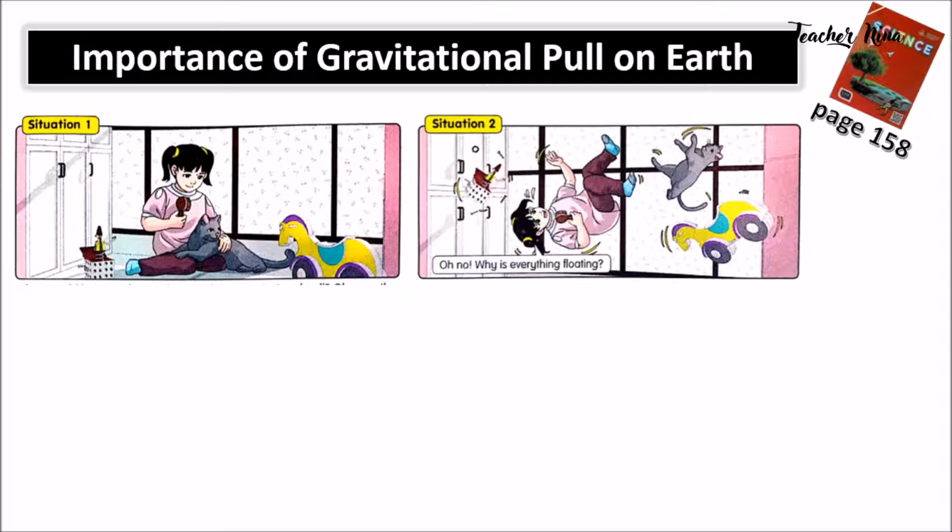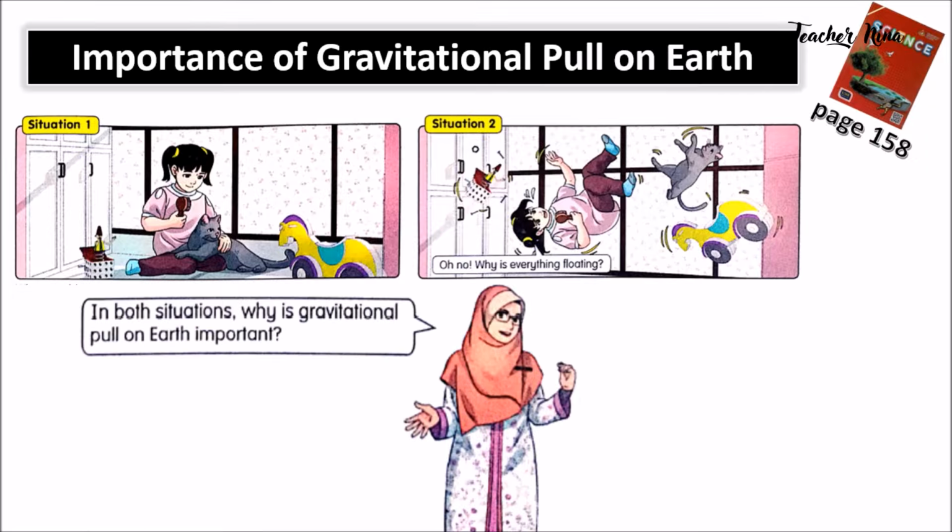And for situation two, oh my god, what is happening? Why is everything floating? Everything is floating there. And look at Jack in the box. I can see even the screws are floating. Right. So the question would be, in both situations, why is gravitational pull on Earth important? Okay, why is it important?